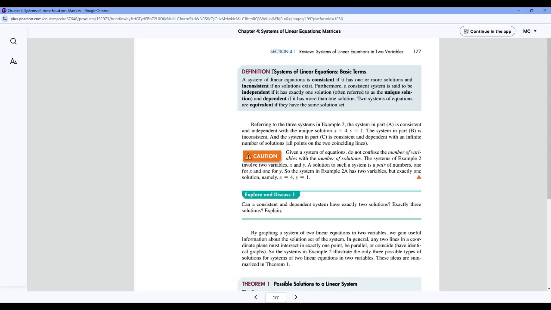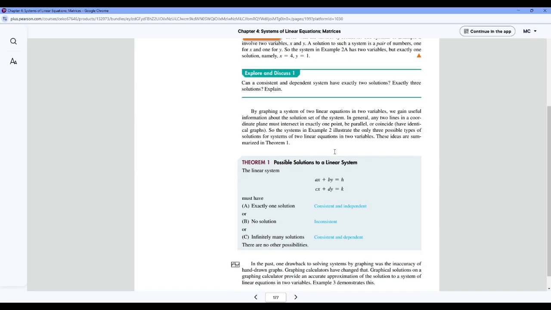Alright, definitions, basic terms. A system of linear equations is consistent if it has one or more solutions and inconsistent if no solution exists. Furthermore, a consistent system is said to be independent if it has exactly one solution, often referred to as a unique solution, and dependent if it has more than one solution. Two systems of equations are equivalent if they have the same solution set.